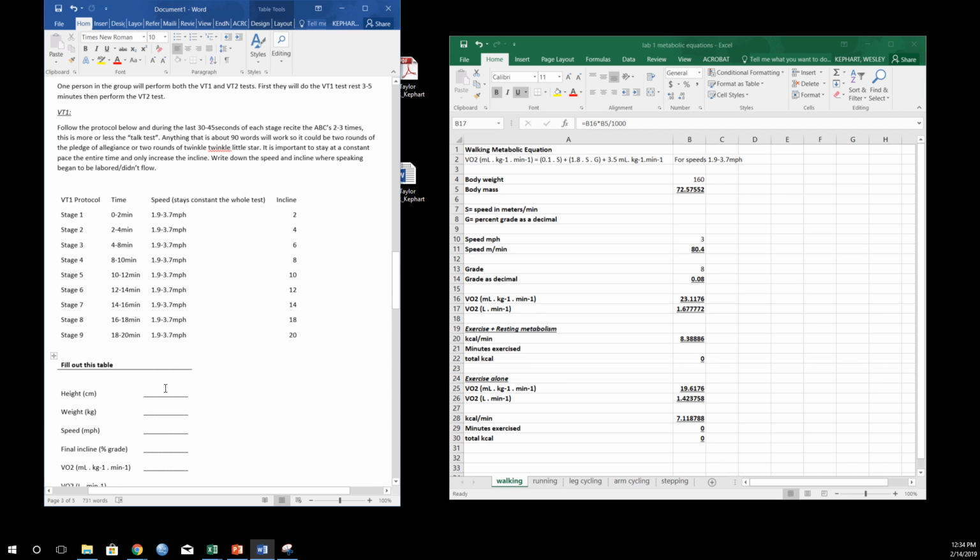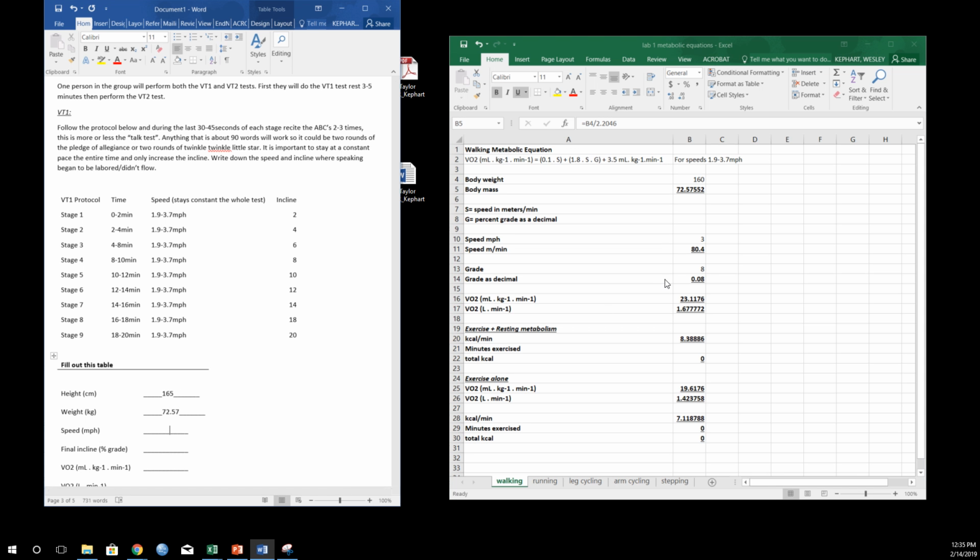Down over here, you would have to calculate their height in centimeters. I don't know, let's just say 165 centimeters, that's approximately how tall I am. 160, nope, I want that in kilograms, so this would be 72.57. If you're looking over here with me, you're going to have to calculate the centimeters.